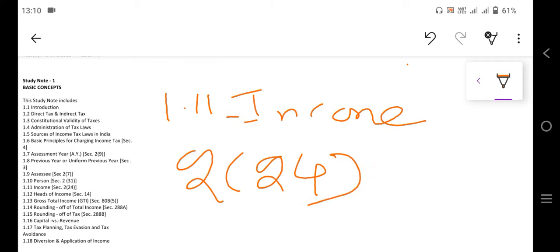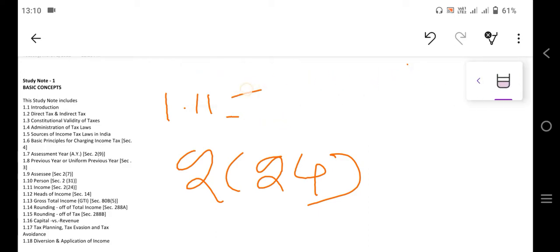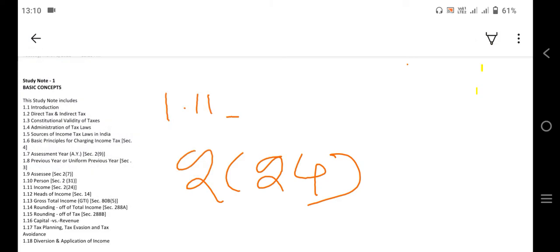This is topic number 1.11 in the first study note, the basic concept: income, section 2(24). Please note this is not a university course or graduation. This is professional, so please understand each and every concept, otherwise you can't succeed in this examination. Concepts are very, very crucial to succeed in this profession.